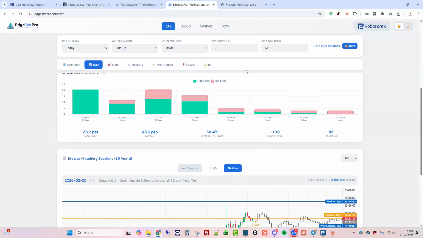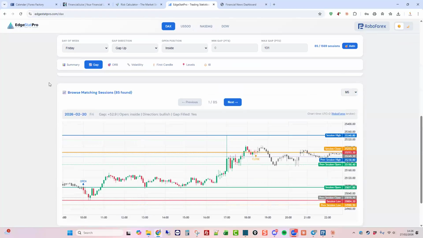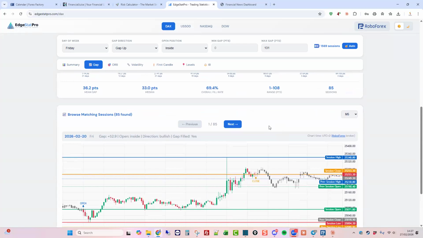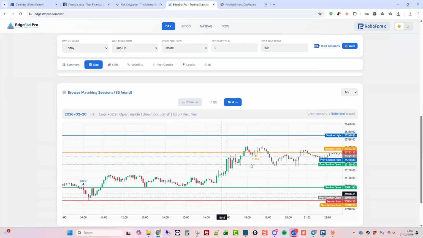And on every single page, you've got the previous charts. So these 85 sessions, we can flick through them all. It finds all 85 sessions where this statistic has happened, so 69%, and basically it plays them out for you. So there's your open down there, and there is your previous session close, the gray line there. So you can see we basically opened and in 20 minutes, we hit that previous session.